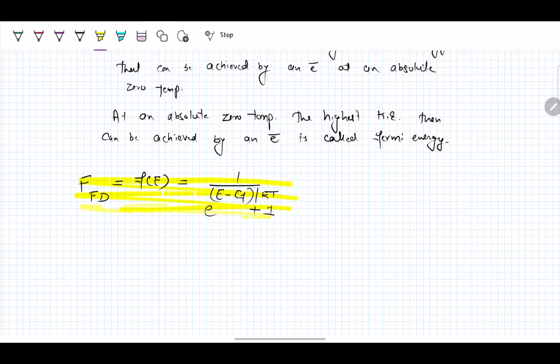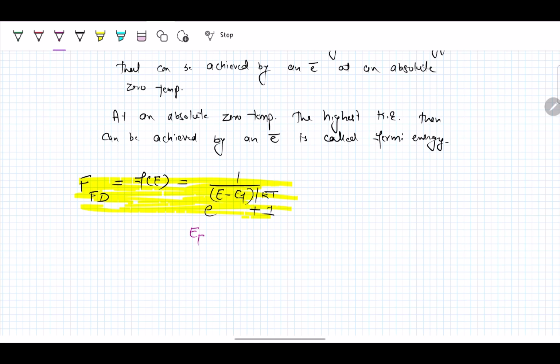By using this equation we can find the probability of electrons or holes in any state, either in the valence band or conduction band, or at the Fermi energy or Fermi level. How many electrons are present there, we can calculate by using this equation. So this is about the Fermi-Dirac distribution, and let's define the components here.